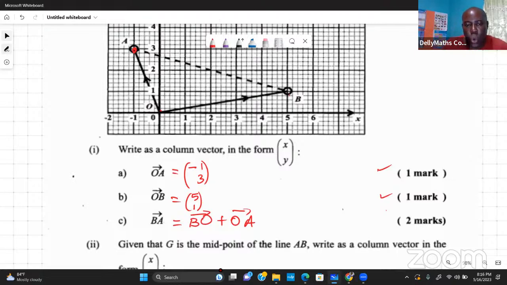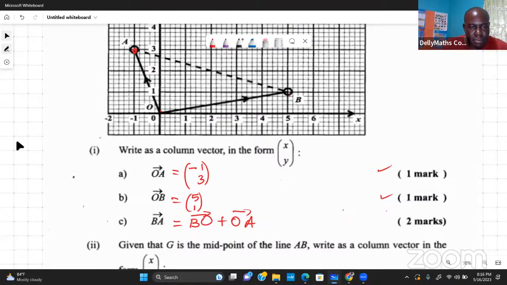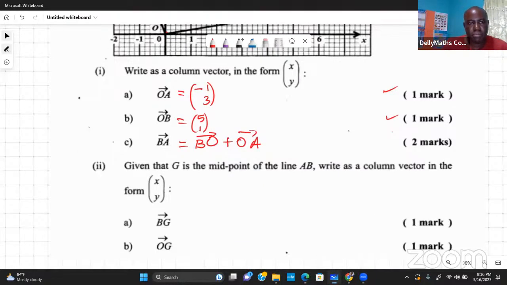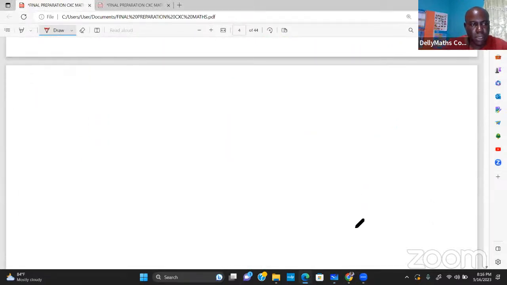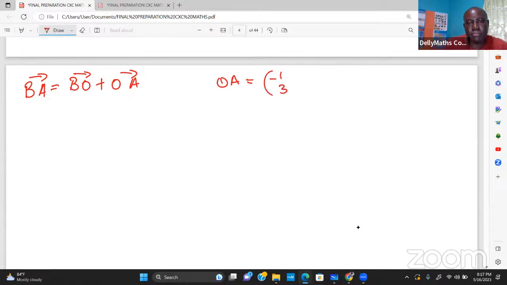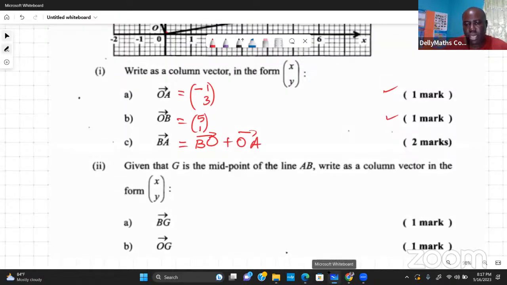Let's write down what we have from B to O. I need space. All right, give me a second. Here it is. All right, so I'm doing BA, and it's going to be from B to O plus from O to A. Remember that OA, if I remember well, is -1, 3. And OB, I think, is 5, 1. Make sure that it's correct, guys. I could just take a quick look. Yes, -1, 3, 5, 1.